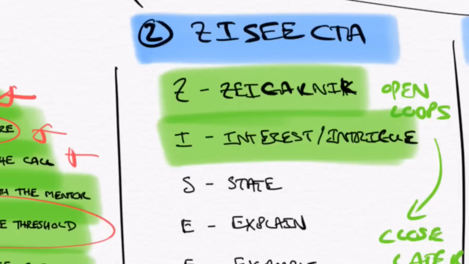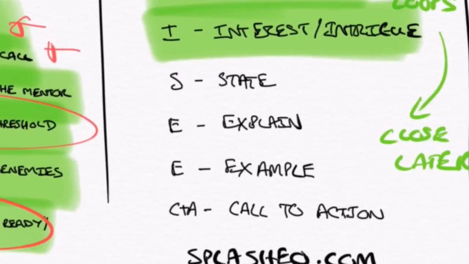I think there's a balance. If you have too many, people get frustrated and they go away. It's too frustrating. So basically, that's what this part is about, intrigue. Next, you get into the meat of your content.